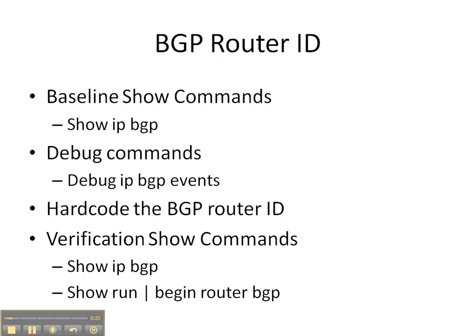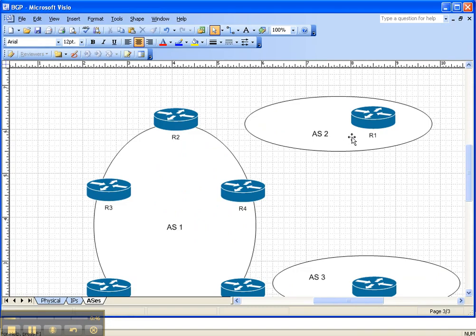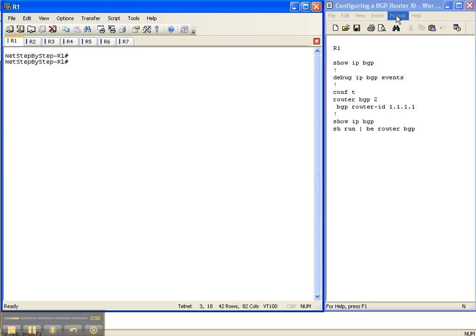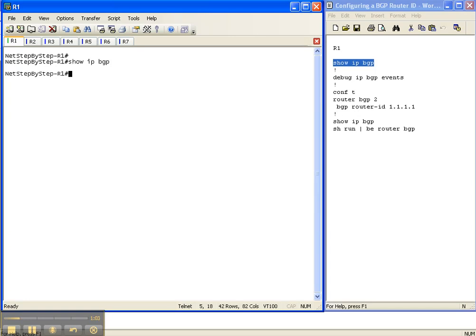We're going to do show IP BGP again to see if anything's changed from the baseline show command, and then look at the running config to see how it's changed once we've hard-coded the router ID. So let's take a look at the network topology. We're going to be hard-coding the router ID here on router 1. It's already been done on the other routers, but we're just focusing here on router 1 in this video cheat sheet.